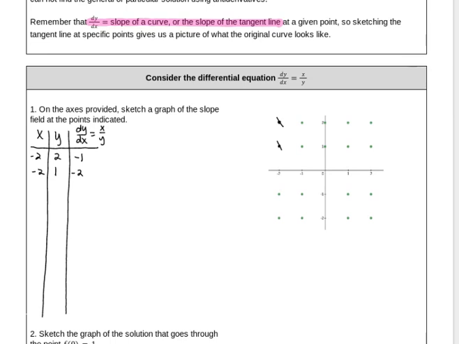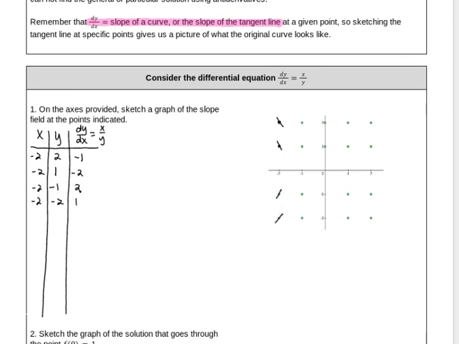So let's keep going. I'm going to take the point (-2, -1). If I plug that into my differential equation, that's going to give me a slope of +2. And then (-2, -2) is going to give me a slope of +1. So I can go ahead and draw those into my curve as well. So let's see, (-2, -1). I need a slope of 2. So that's going to be something like this. And then I need a slope of +1. So that's going to be something like that.